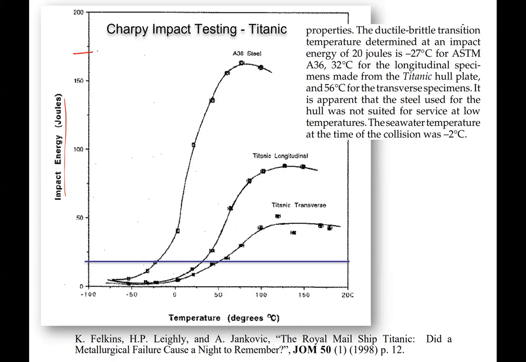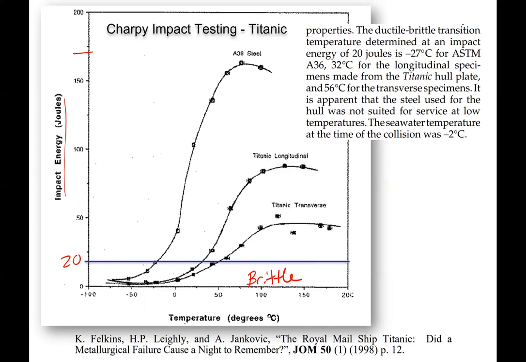And we can have some cutoff energy. This is, say, about 20 joules. This represents a cutoff where below this value we can say that the material is brittle, and above the value it's ductile. So it's a good way to represent the ductile to brittle transition in a material.